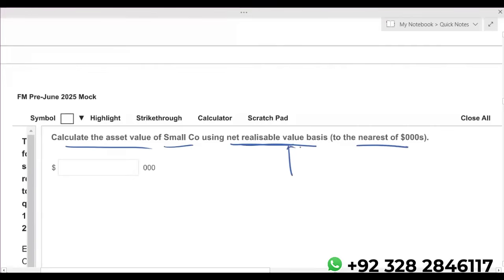Net realizable values means breakup values. Put it another way around: when the examiner is asking you to calculate the asset value of a small company using net realizable value, it means breakup values. Breakup values means we will be selling each individual asset separately. Just imagine we have closed the business and we are selling each asset individually.